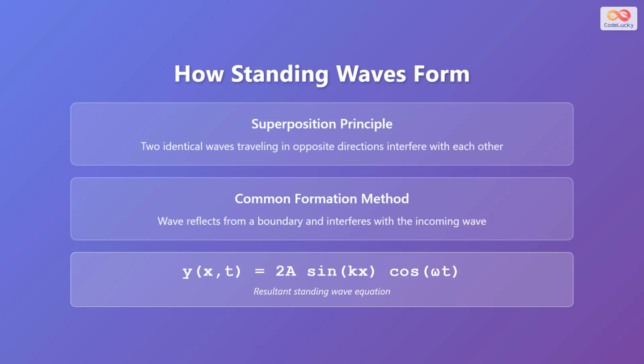Standing waves are created through a principle called superposition, where two identical waves traveling in opposite directions combine and interfere with each other. The most common way this happens is when a wave reflects from a boundary and travels back, interfering with the incoming wave. The resultant wave pattern can be described mathematically as y = 2a sin(kx) cos(ωt), where the spatial and temporal components are separated, creating the characteristic standing pattern.